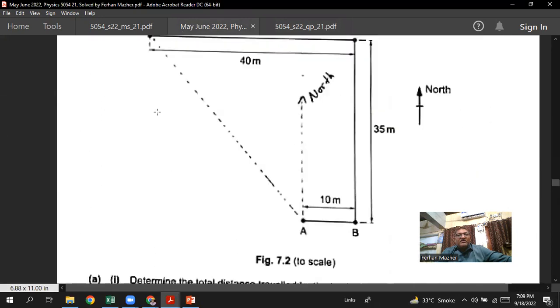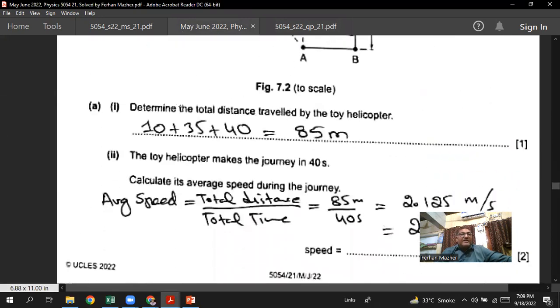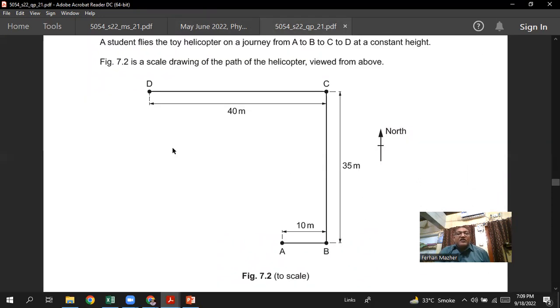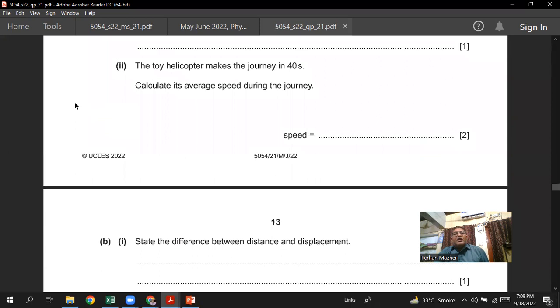So the total distance will be 10 plus 35 plus 40. I can show you my solution. It will be 10 plus 35 plus 40, and that will be 85 meter. The toy helicopter makes the journey in 40 seconds. Calculate the average speed during the journey.